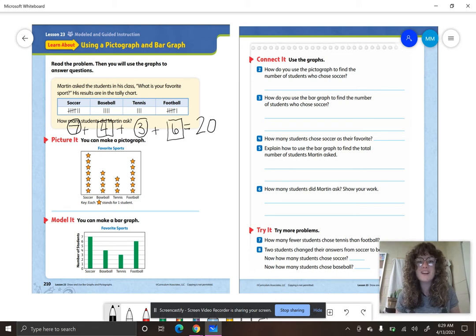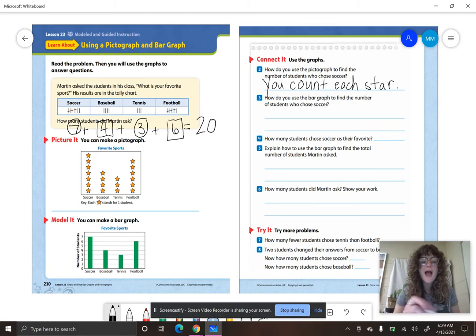So how did we figure that out? We counted the stars. How do you use the pictograph? You count each star. Fabulous job, Smarties. Number 3, how do you use the bar graph to find the number of students who chose soccer?